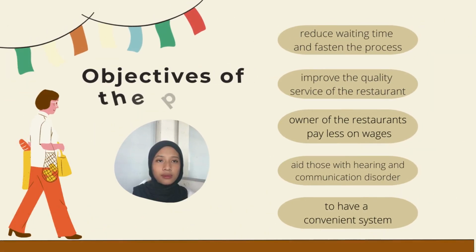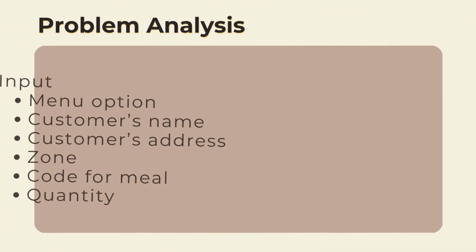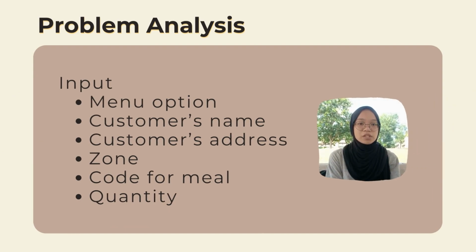The objectives of this project are, first and foremost, to reduce the waiting time and be fast in the process, and to improve the quality service of the restaurant. Next, the owner of the restaurant can pay less on wages. And moreover, to add those people with hearing and communication disorder. Last but not least, to have a convenient system for the restaurant. Next, I will explain about problem analysis of this project.